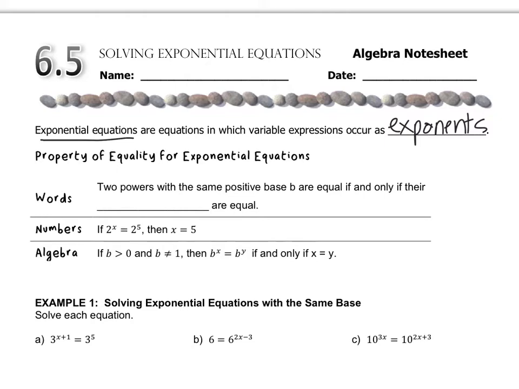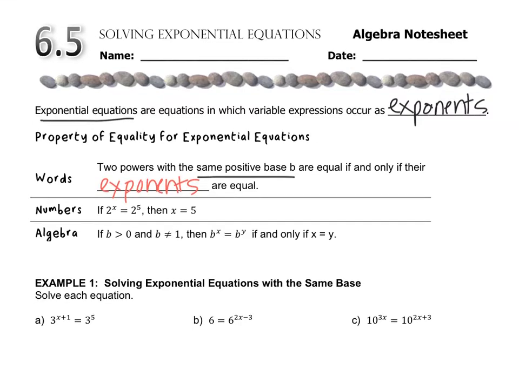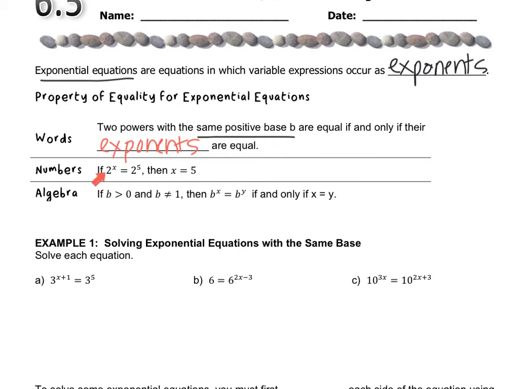So the property of equality for exponential equations says that two powers with the same positive base, so they have the same base, are equal if and only if their exponents are equal. Now, this probably seems really straightforward to you because when you look at this equation, 2 to the x equals 2 to the 5, it shouldn't be really that difficult for you to understand that x must be equal to 5, because if they're equal, then the exponents must be the same because the bases are the same. Now, for the purposes of this lesson, we can only solve them when they have the same base.